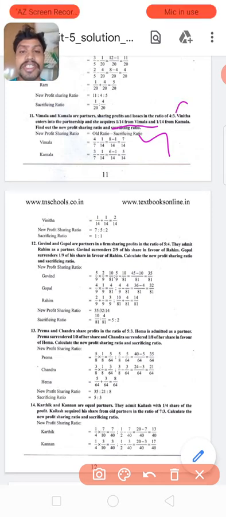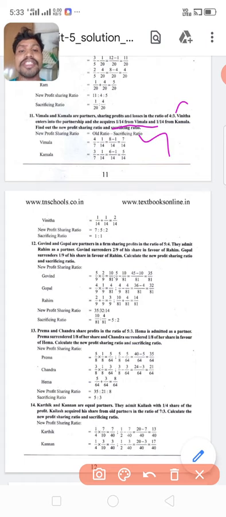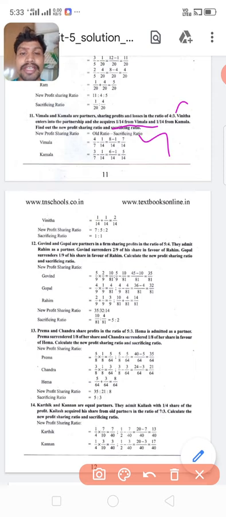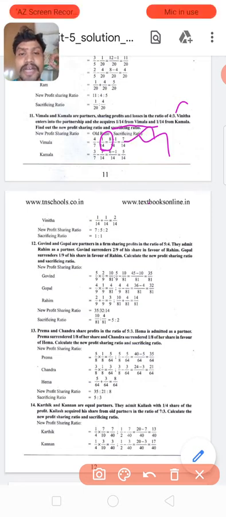So the sacrifice ratio is 1/14, 1/14. So what is the sacrifice ratio? 1:1. 1:1 is the sacrifice ratio. What is the new ratio? Same method, old ratio minus sacrifice ratio. Old ratio is 4/7, sacrifice ratio is 1/14, right? So what is the new ratio? 7/14 is the new ratio, right?